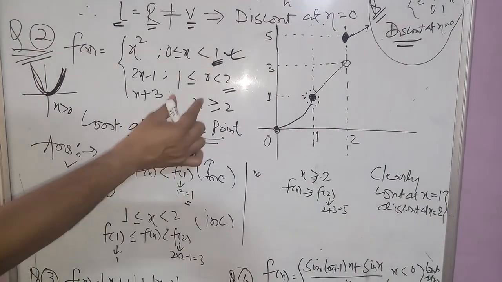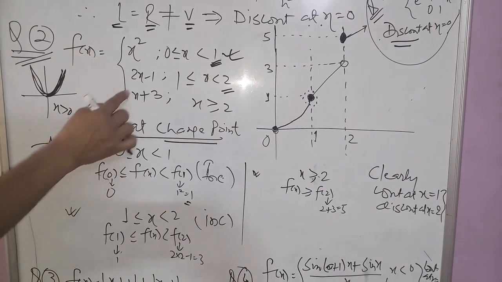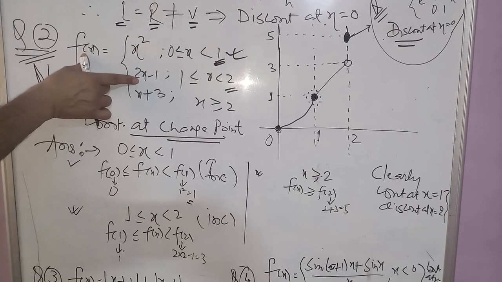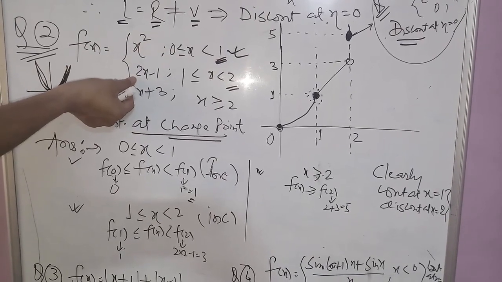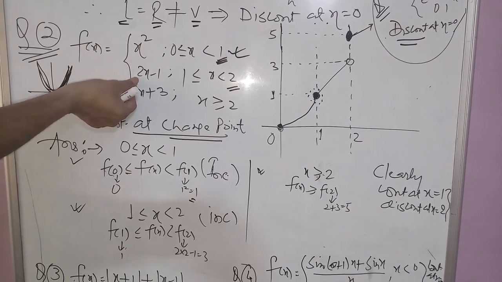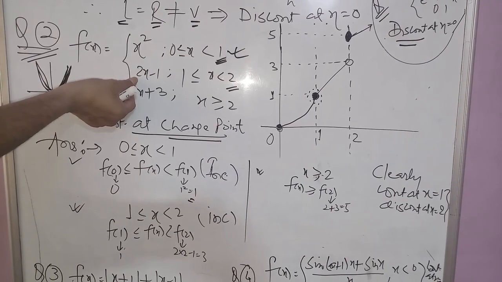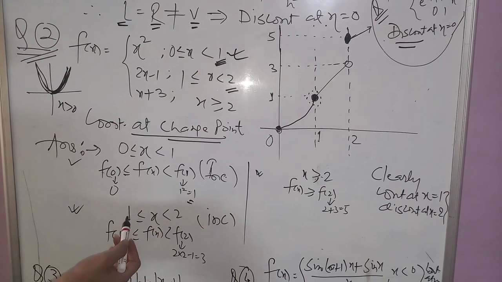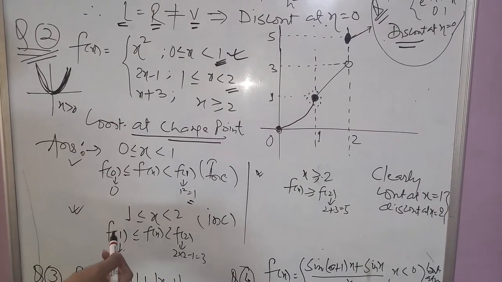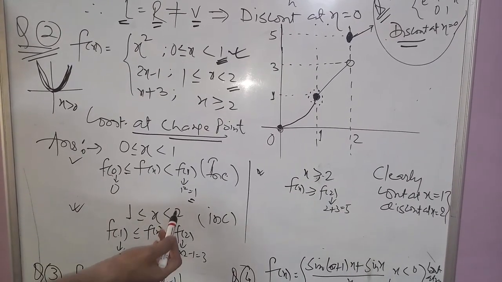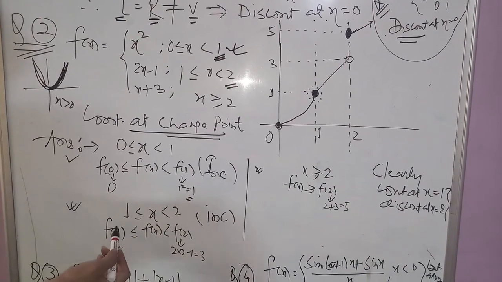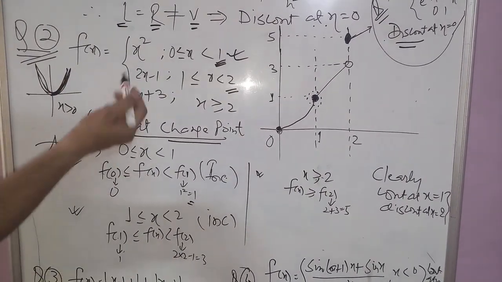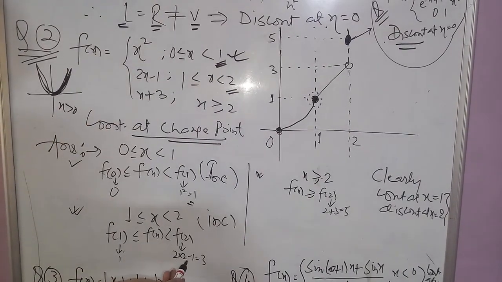Again, when x lies between 1 to 2, f(x) is 2x minus 1. This definition is of the form y equal to mx plus c. Here the slope equals 2, which is greater than 0, so that is a rising straight line. So we plot f(x). Here the value of the function at 1 is f(1), and at 2 is f(2). f of 1 is 2 into 1 minus 1, and f of 2 is 2 into 2 minus 1, that is 4 minus 1, which is 3.